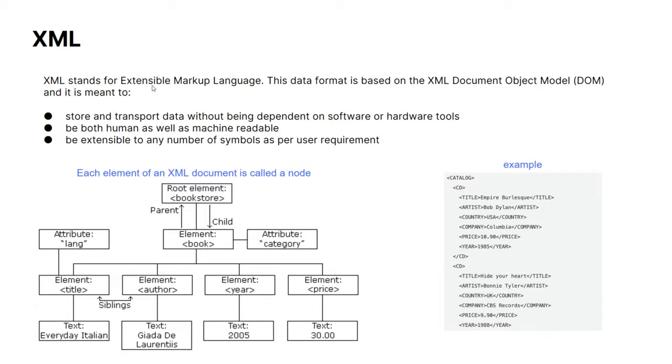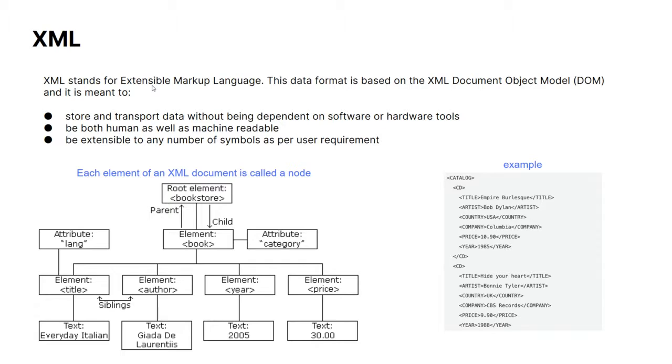Of course, you can continue adding levels of sophistication. You have a book, and you have sub-elements: the title, the author, the year, and the price. Each attribute will have a value that can be either a string, a number like a double, or a timestamp if it is a date. So regardless, you can always associate an attribute to each element, and each attribute will have a value. And that's how you keep building different levels of sophistication.